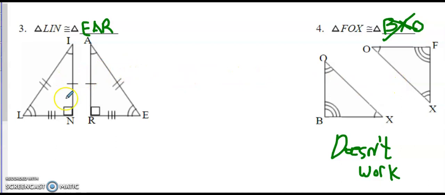Going back to this one here, since all the sides are marked and all the angles are marked, it doesn't matter which rule you choose, they all will work for problem 3.